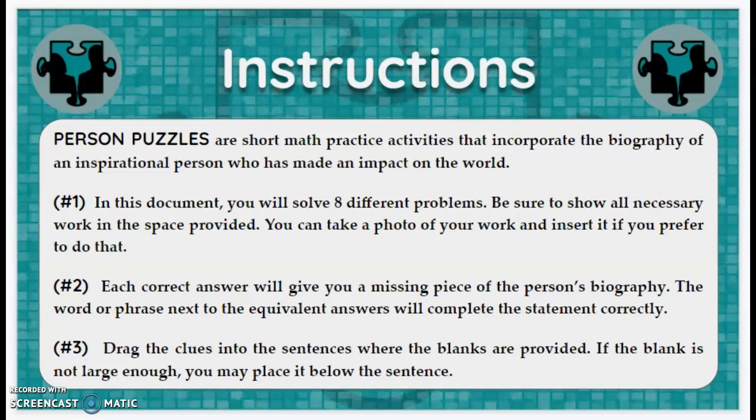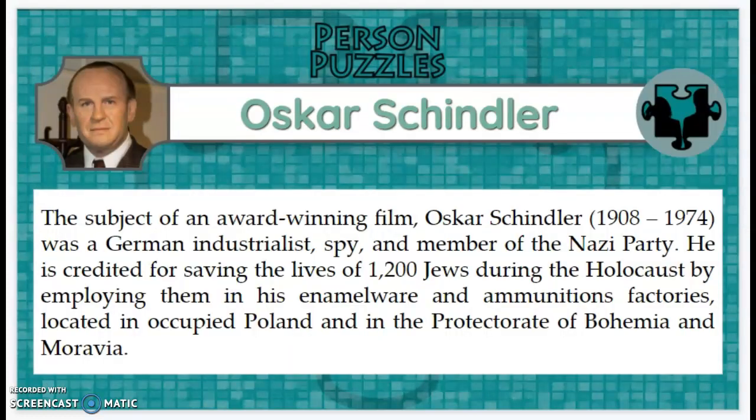I know some people don't have the ability to do that, and some aren't sure how to use the computer to do that, and that's fine. Each correct answer will give you a missing piece to the person's biography. The word or phrase next to the equivalent answer will complete the statement. So we drag and drop those clues into the blanks that are provided. And like I said, we've done that before, so it's not a huge new thing that you're learning.